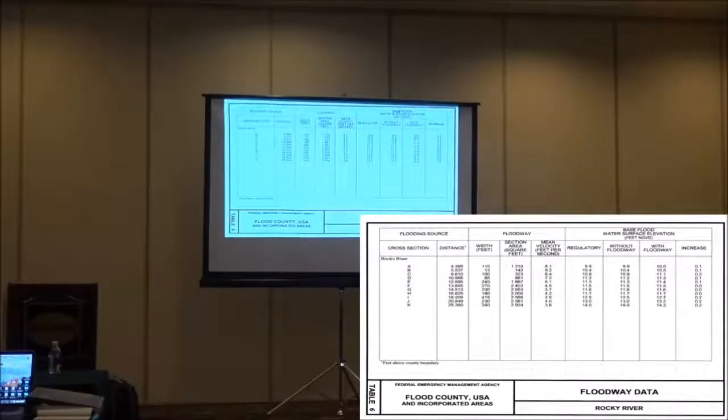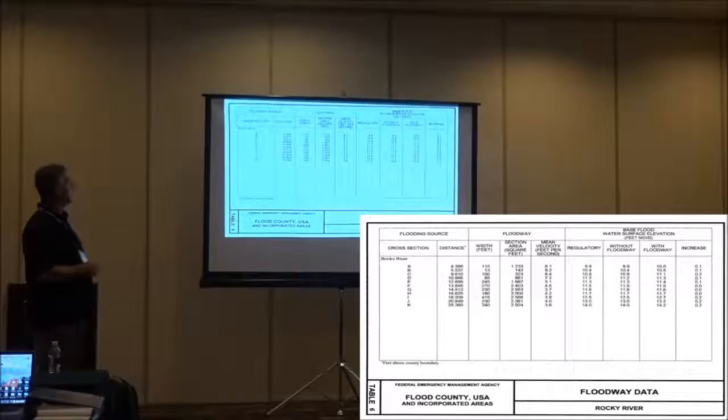My question a while ago was, as you see the letters go down in higher number, you see that the regulatory 9.9 goes to 10 to 11 to 12 to 13. Are we going upstream, going downstream? Can you determine by that? Well, here they tell you it's the feet above county boundary.